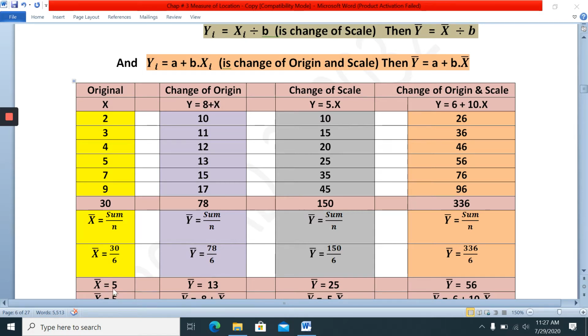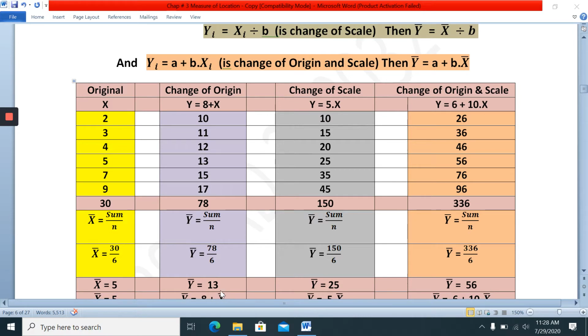X bar is here 5. So 5 plus 8, 5 plus 8 is 13. So y bar answer is 13 by using the property of change of origin. The property of change of origin is 8 plus x bar. So x bar is here 5. So 8 plus 5 is 13. So y bar answer is 13.